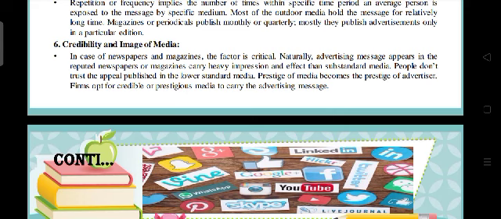Then in case of newspapers and magazines, the factor is critical. Naturally, advertising messages appearing in reputed newspapers or magazines carry heavier impression and effect than substandard media. People don't trust the appeal published in lower standard media, because they understand that if I am going to publish my message in lower standard media, then it will not disseminate the message in an appropriate way. So prestige of media becomes the prestige of the advertiser. Firms opt for credible or prestigious media to carry the advertising message.